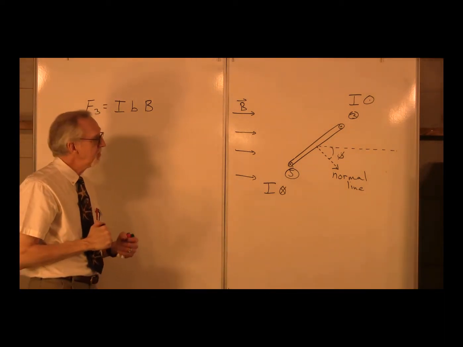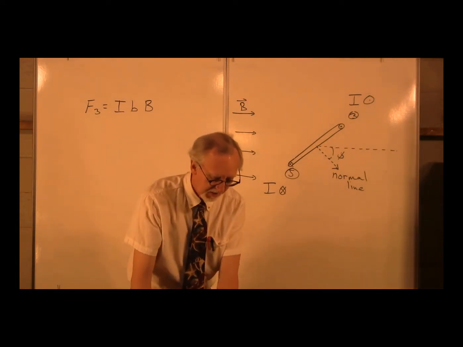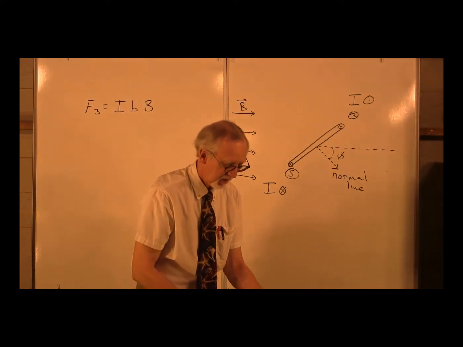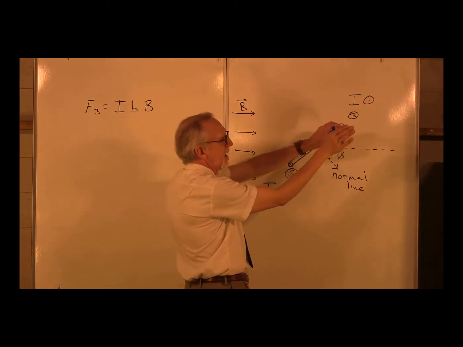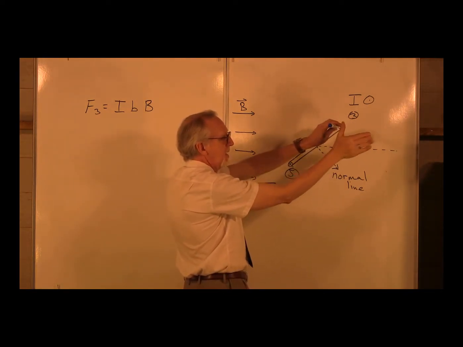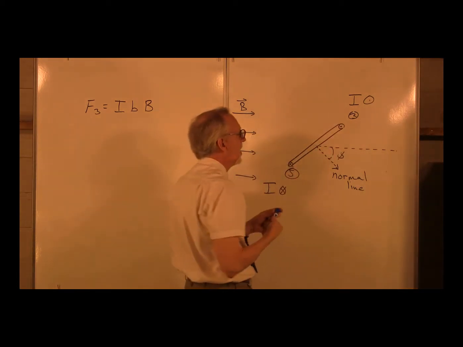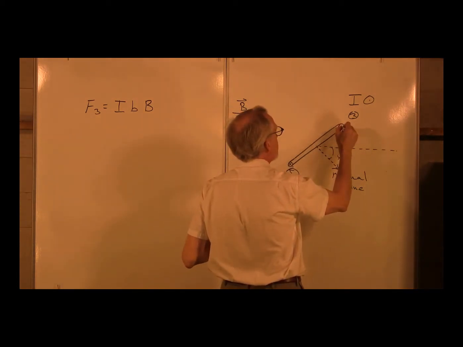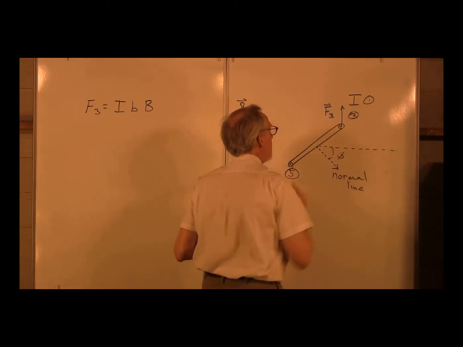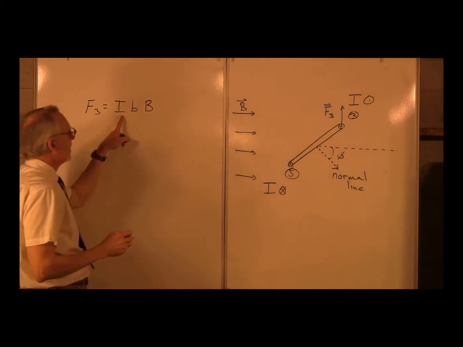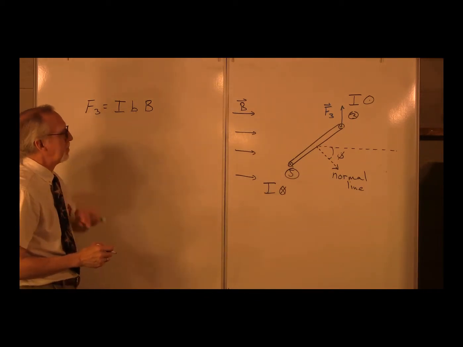What's the direction of the force? I is this way, B is that way, I cross B, the force is up. So the force on this section will be upwards. And the magnitude is I, little b, big B.